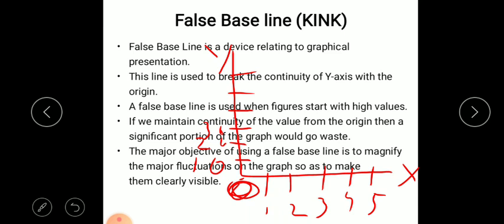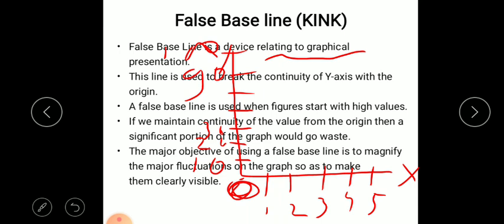So to avoid this, suppose this is 90 and this is 100. Your graph will look like this: 96, 97, 97, 97, 98, 99. The variation that is there is not seen that much.